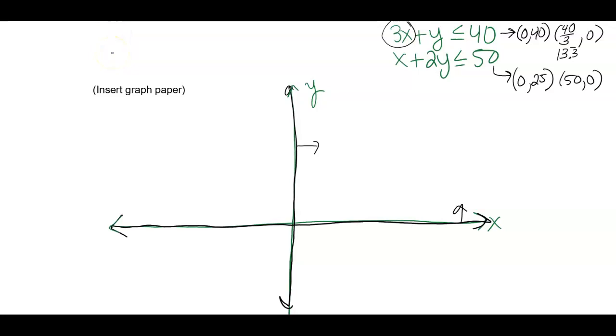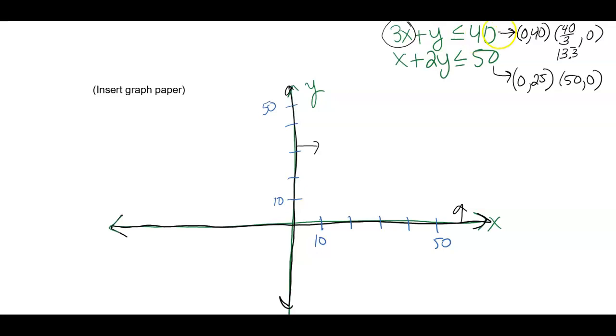So I'm going to kind of count by tens since some of my numbers are so high. I'm going to call that 10, 20, 30, 40, 50. Okay. And then from here, I'm going to just put both those lines on the graph so I can get a visual of where are these points that work for both of these restrictions that we built.